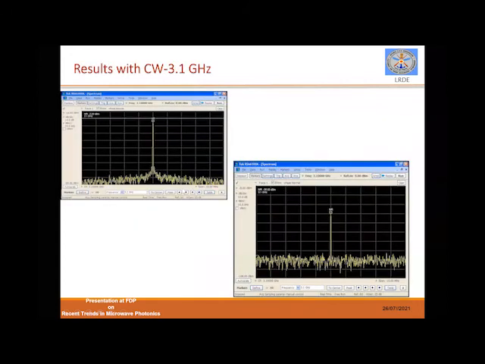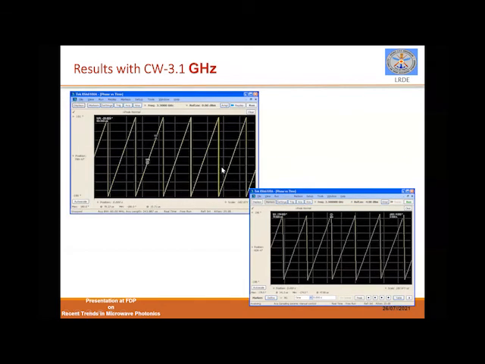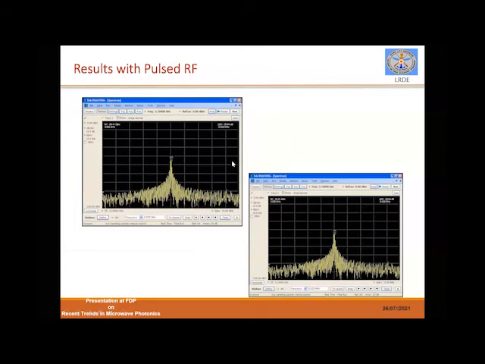So these are some of the results which we obtained with a continuous wave signal of 3.1 gigahertz frequency. You can see that this is input and output. There is a difference in the amplitude, and this is the phase variation. And this is with a pulsed RF. In the case of pulsed RF signal, we could also get almost the same input and output after passing through the fiber link.